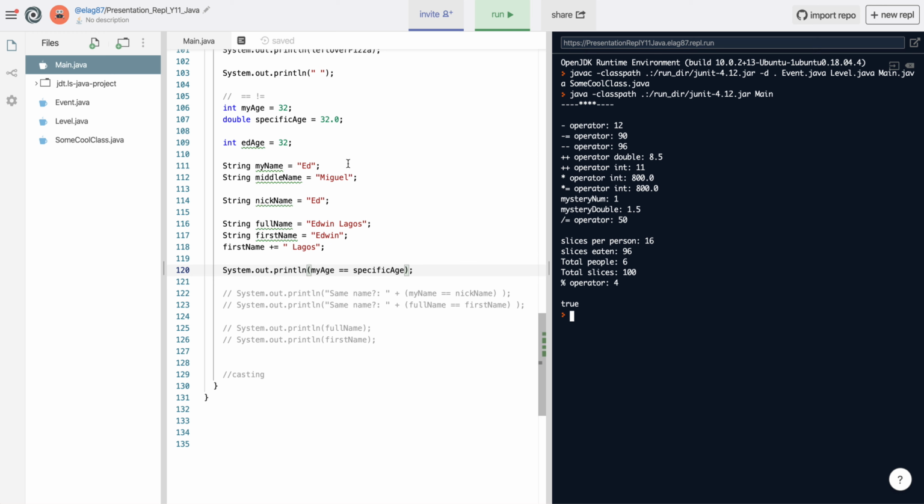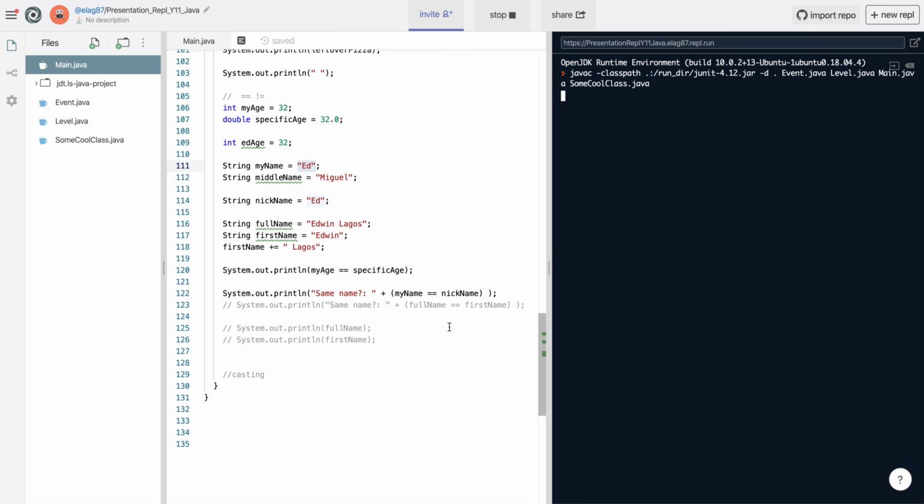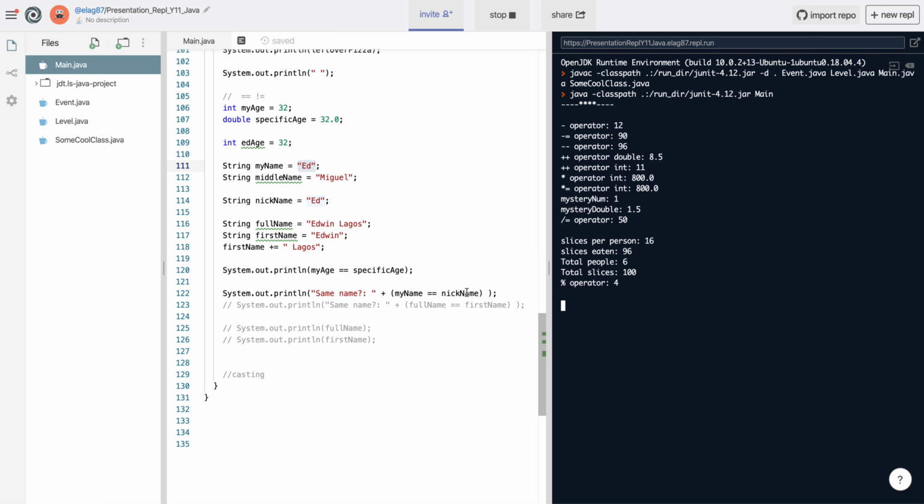But when we're looking at strings, it's a little bit trickier. So let's look at this: my name and my nickname. They are both equal to each other. If I run this and say my name equals nickname, same name, true. Now, what happens if I modify one of those names though?